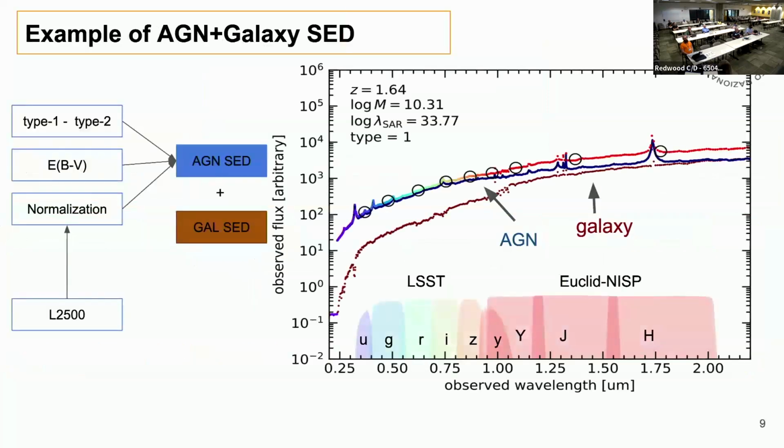And this is an example SED from the simulation. So here you can see the galaxy SED in red, and then you see the AGN SED in blue. This is a type 1 AGN, so basically a quasar. And then the combined SED of each object created this way is just the sum of the two. And here you can see also the LSST bands. We can, in principle, add any filter curves into the simulation that we want, but LSST is the focus for us.